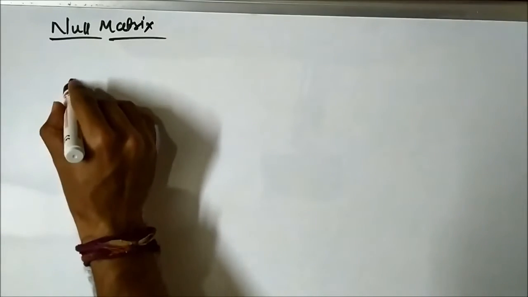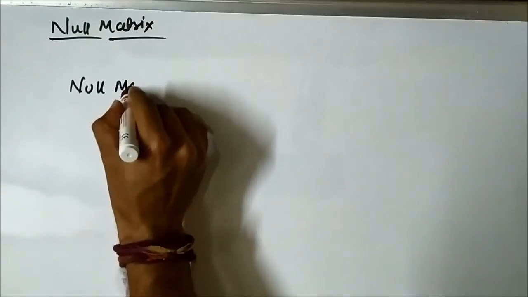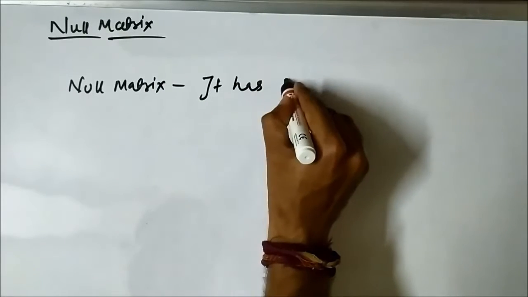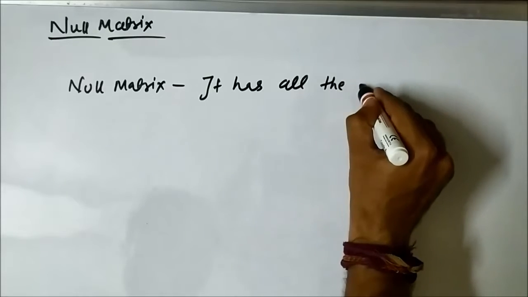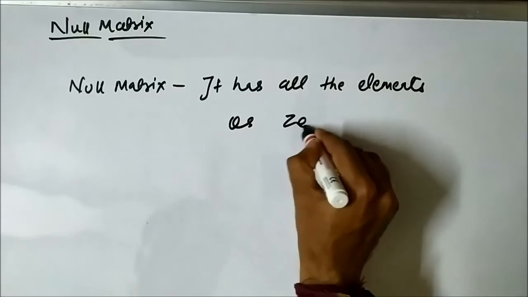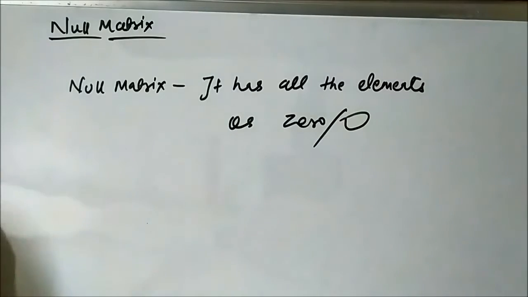So the next type of matrix which we are going to study is the null matrix. Now the definition of a null matrix is very simple. It is a matrix whose all elements are 0. Okay, it is a matrix with all the elements being 0. Okay, so the null matrix has all the elements as 0. Okay, all the elements are 0.